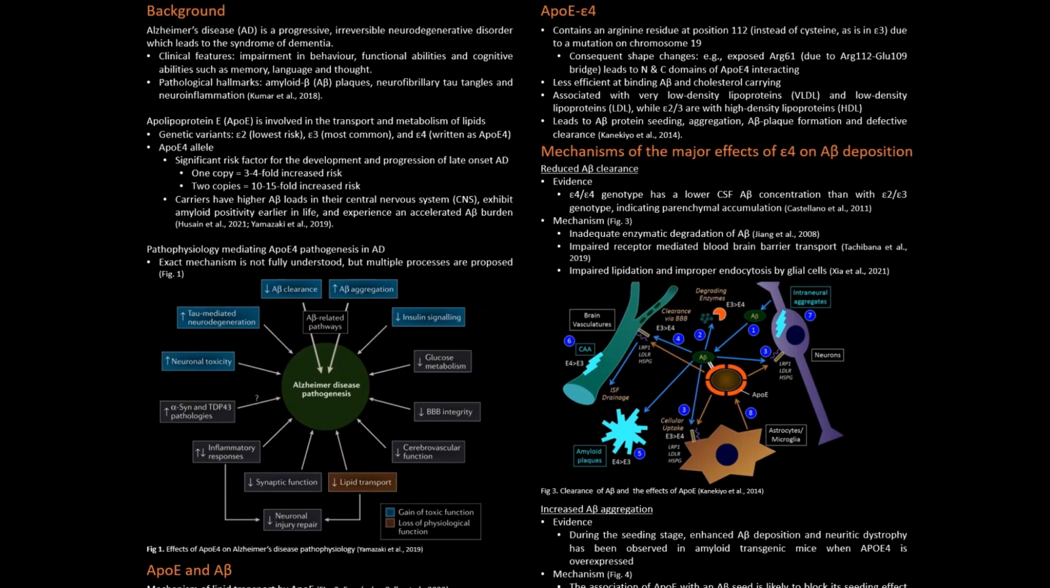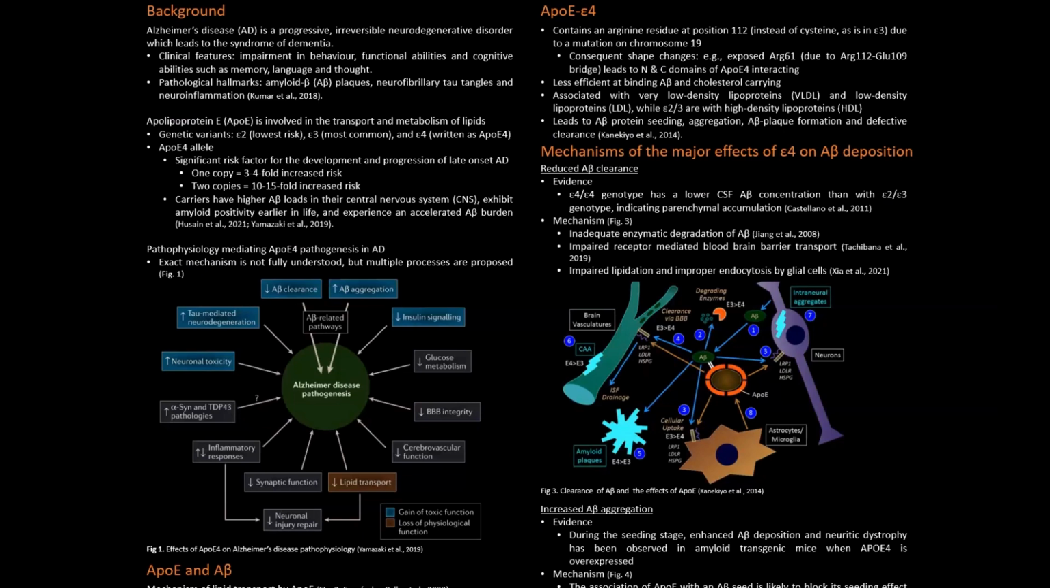The mechanisms of the effect of ApoE4 on amyloid beta deposition can mostly be divided into reduced amyloid beta clearance and increased aggregation. Reduced clearance has been shown in a number of ways. One such study showed lower CSF amyloid beta concentrations in patients with two copies of the ApoE4 allele, indicating parenchymal accumulation due to impaired clearance into the CSF.